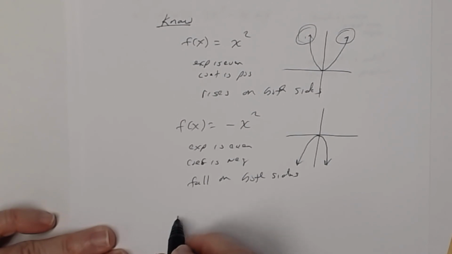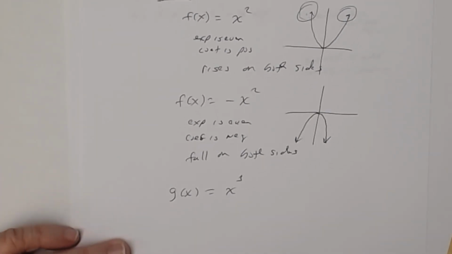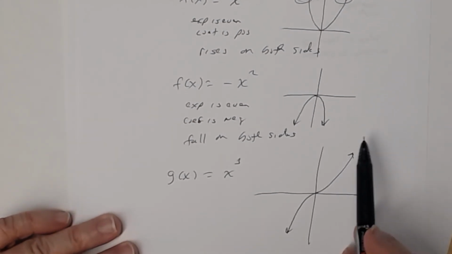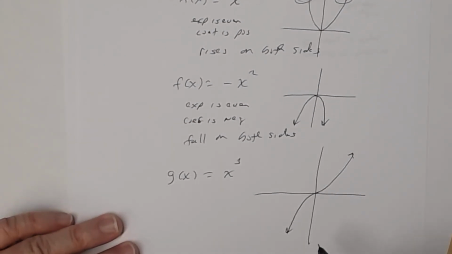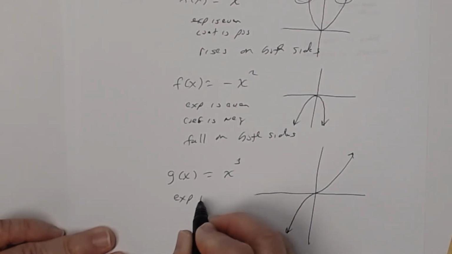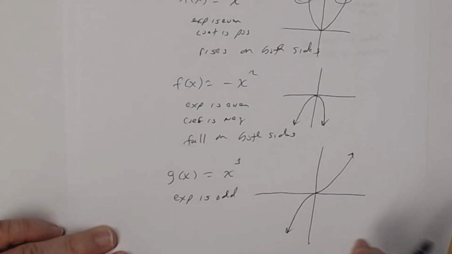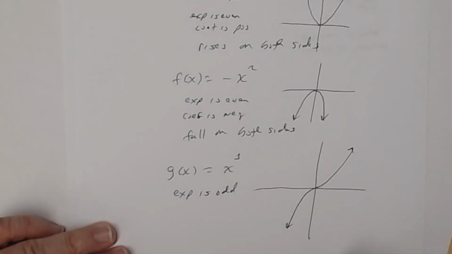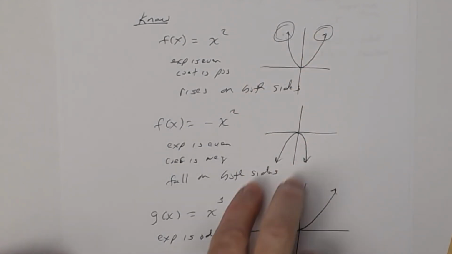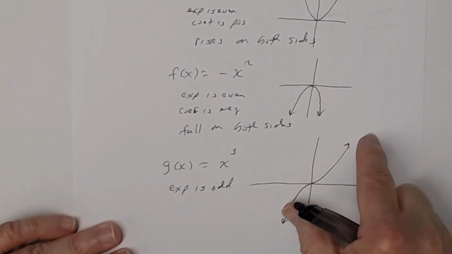The third one you want to remember, I'm going to call this g of x, is x cubed. And remember, x cubed looks like this. So that's the graph of x cubed right here. Okay? So notice that the end behaviors are in opposite directions. Whenever the degree is odd, whenever the exponent is odd, you have opposite directions here. Whenever the degree is even, same direction. Whenever the degree is odd, opposite directions.